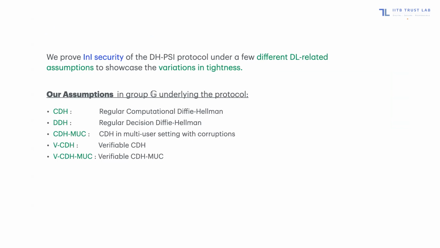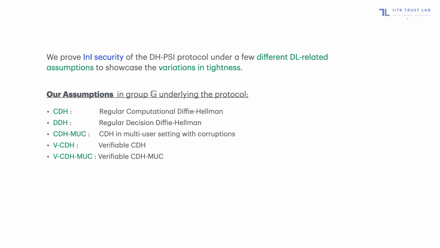CDH MUC, which means CDH in multi-user setting with corruptions, is an assumption where the adversary also has access to the CDH oracle so that it can get the answers for a bunch of different CDH queries. In BCDH, which is verifiable CDH, the adversary has access to a DDH oracle, and so it can verify some CDH queries and see whether it got the correct results using the DDH oracle.